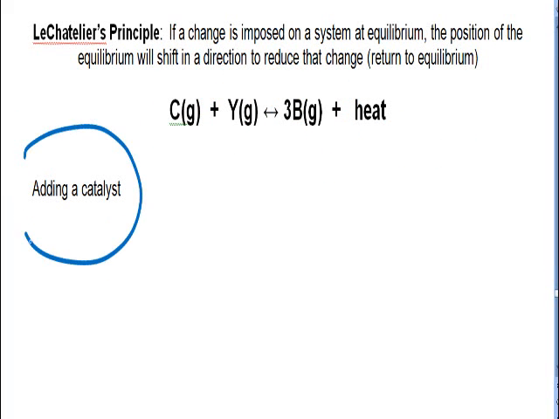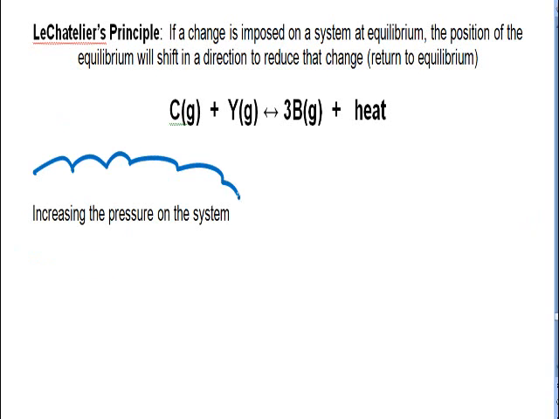In our next example, we're going to add a catalyst. Now a catalyst speeds up a chemical reaction. In this circumstance, the catalyst does nothing to alter the equilibrium. All that happens is that we reach equilibrium quicker. It takes less time to reach the state of equilibrium, so there's no need for the reaction to respond and shift either left or right to return to equilibrium in this circumstance.